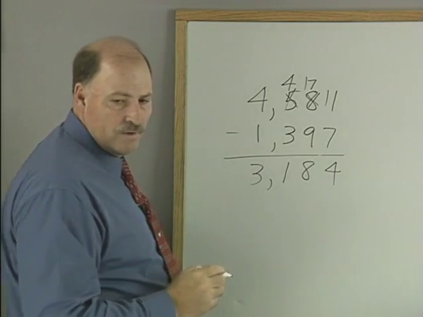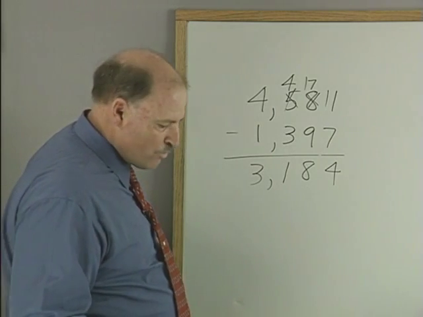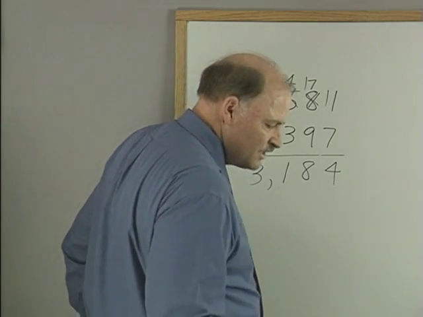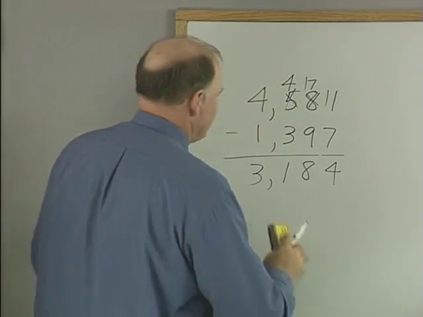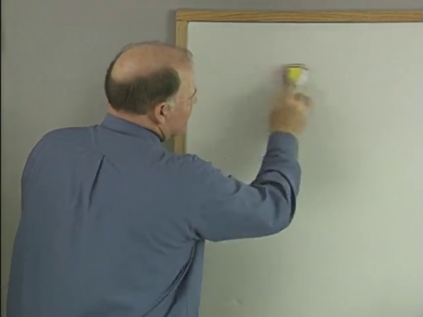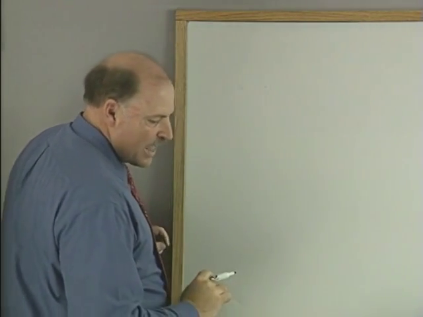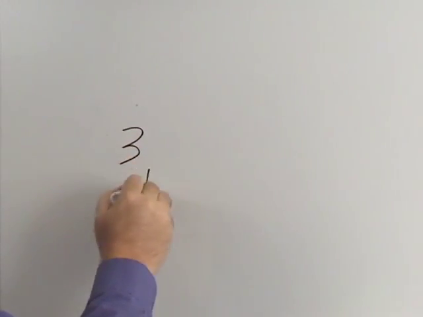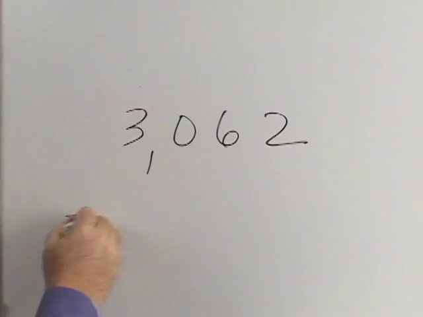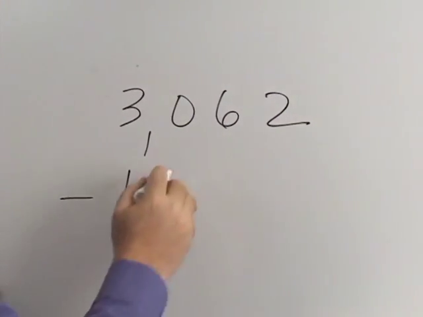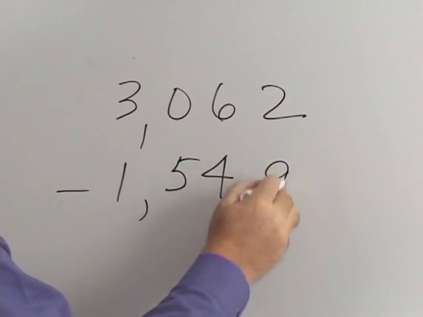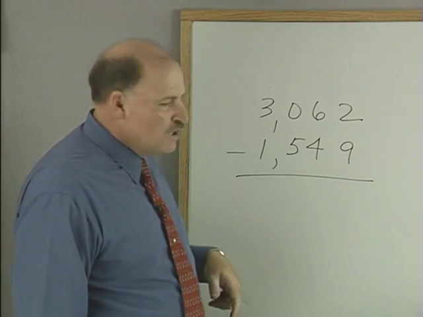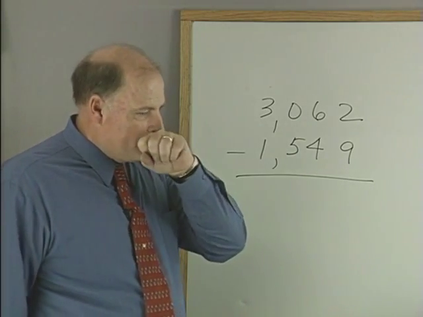Okay. You want to do another one? Try this one on your paper. 3,062 minus 1,549. So 3,062 minus 1,549. Okay, just looking at this real quickly, which ones are going to give us trouble?